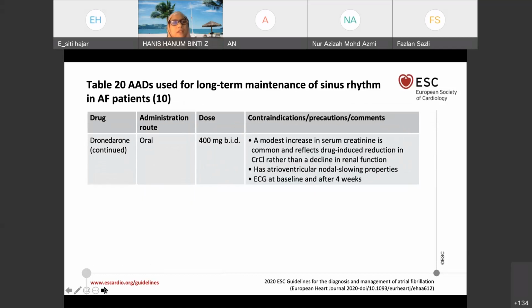These are the agents that you can use for rhythm control therapy. Each has its dose, contraindication, precaution and comment. You can read this.